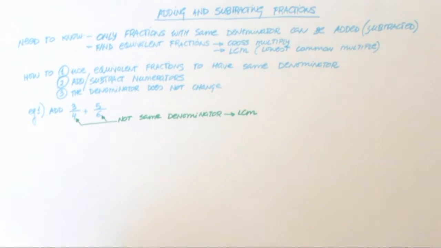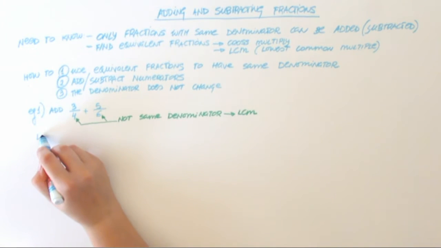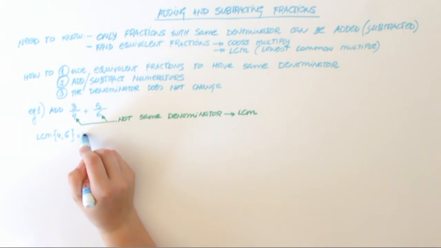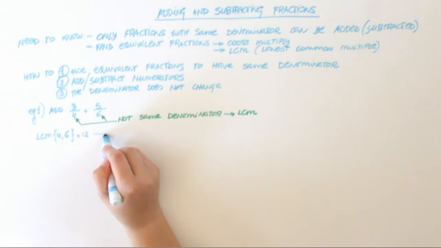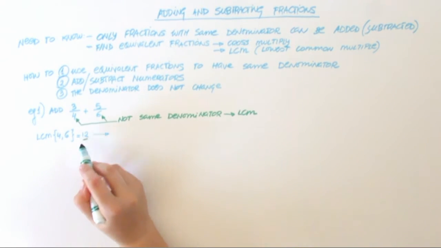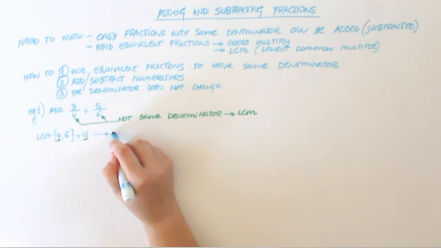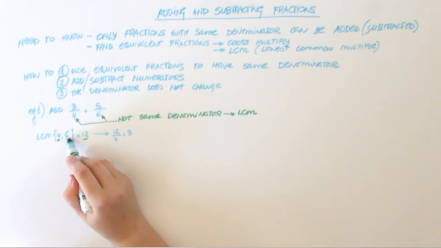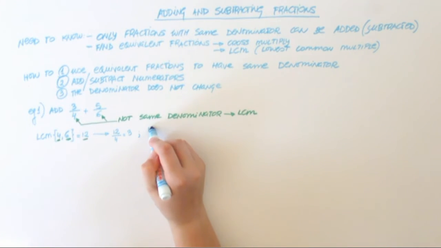If I do the lowest common multiple between 4 and 6, that gives me 12. With that, I can divide 12 by 4, which gives me 3, and 12 by 6, which gives me 2. And those are the values I'm going to have to use in my multiplications.